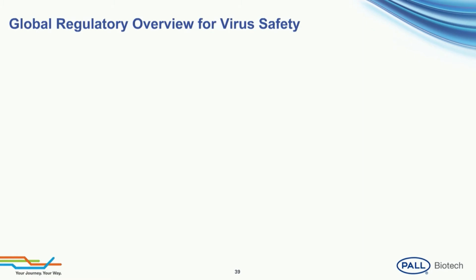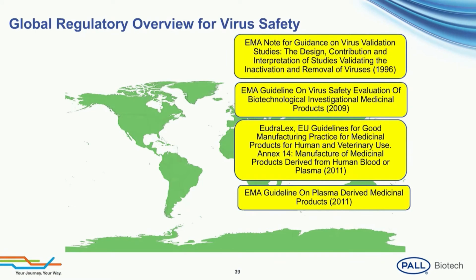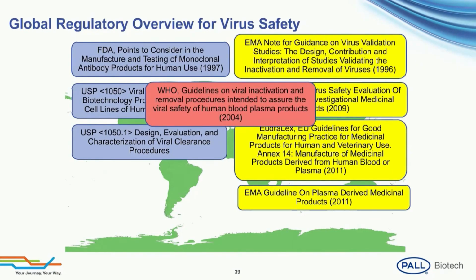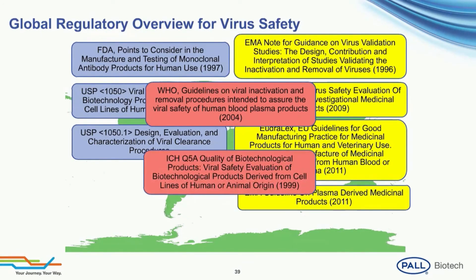Let's look at the overview of regulatory guidelines related to virus safety. These are the documents available for EMA with respect to virus safety, and these are the documents available for US FDA and USP with respect to virus safety. And global regulatory documents are WHO guidelines for plasma-based products and ICH-Q5A for biotechnological products, which is typically followed by most of our industries.